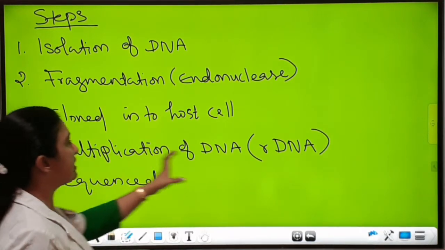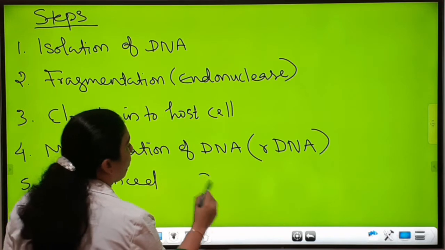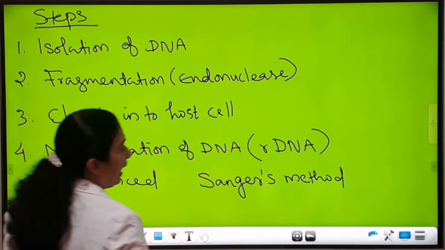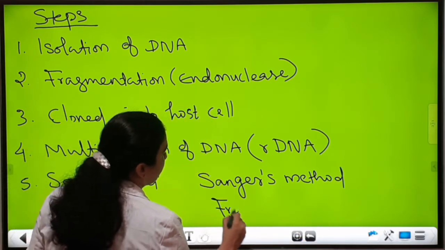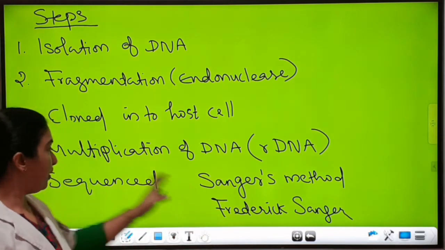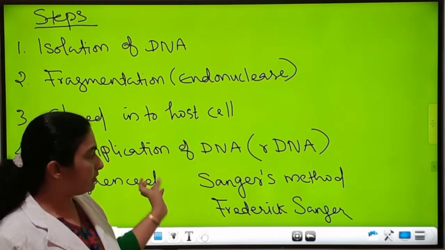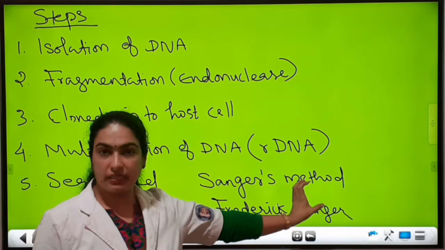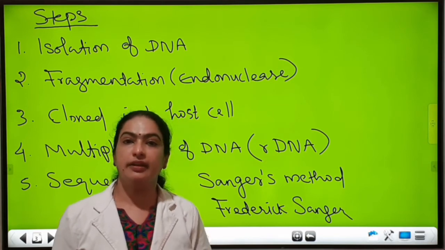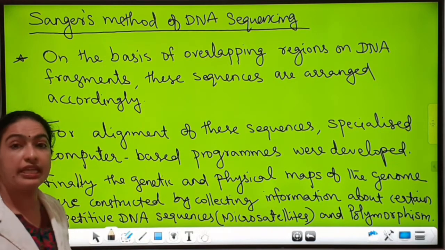So this DNA is sequenced by using a method called Sanger's method, and this method was developed by Frederick Sanger. Okay, so for the sequencing of these copies of DNA from the host cell, they were using Sanger's method, which was developed by Frederick Sanger. By using Sanger's method they were sequencing the base pairs of the DNA. Let's see Sanger's method of DNA sequencing.